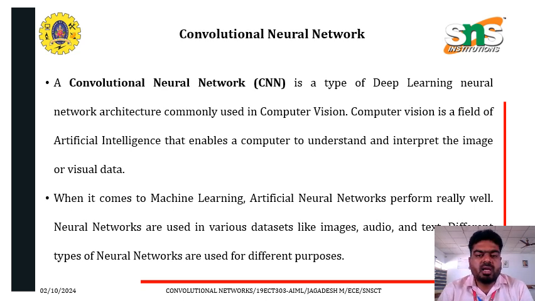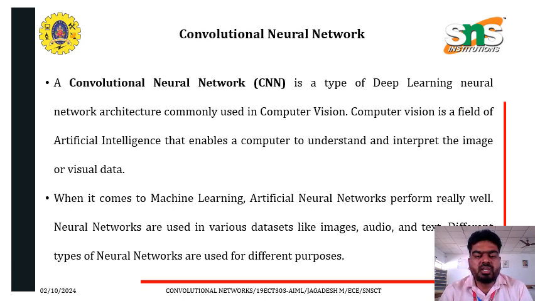So, actually, what is a convolutional neural network? It is simply represented as CNN. It's a type of deep learning neural network architecture commonly used in computer vision. Computer vision is a field of artificial intelligence that enables a computer to understand and interpret image or visual data.